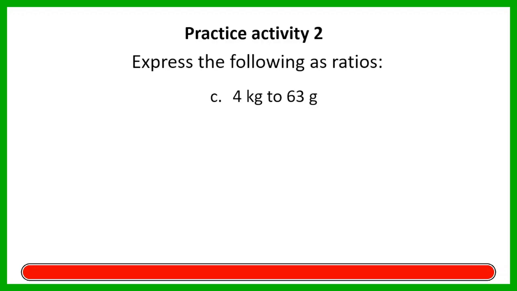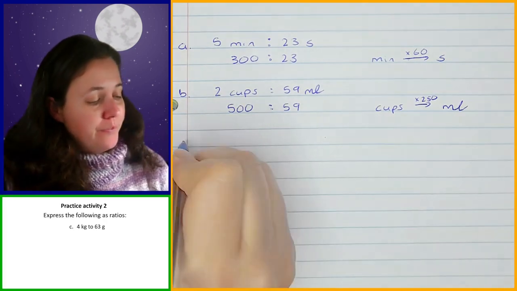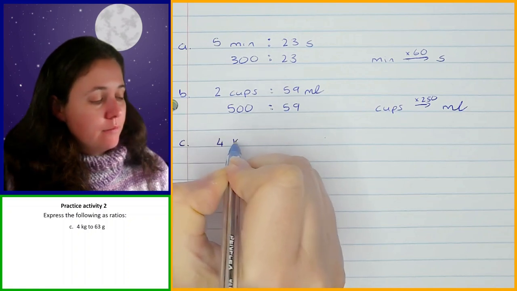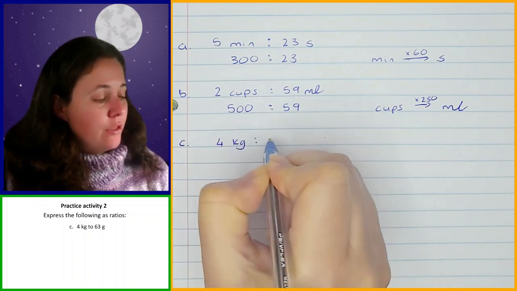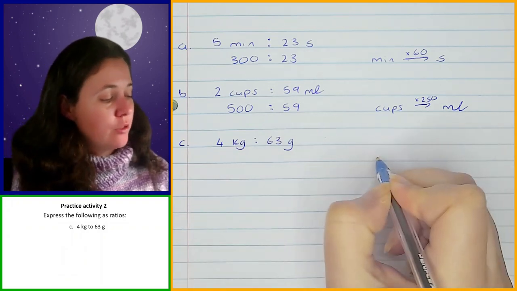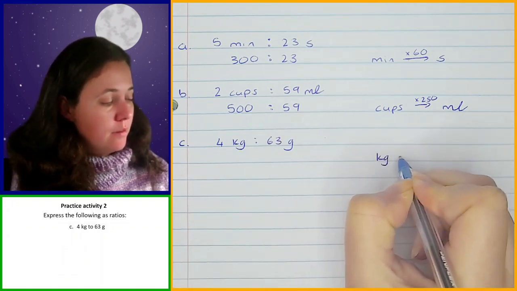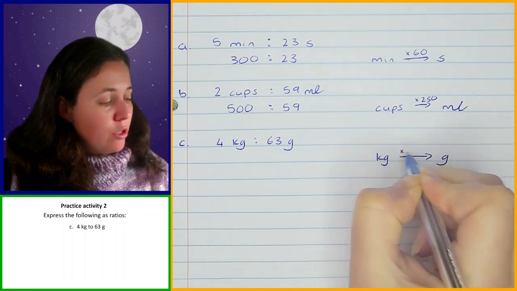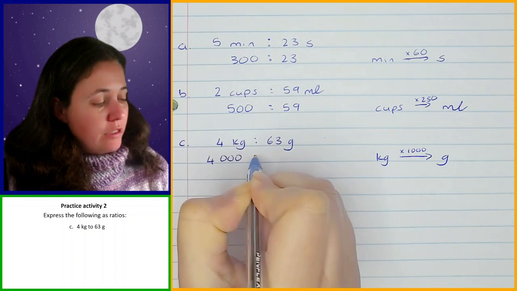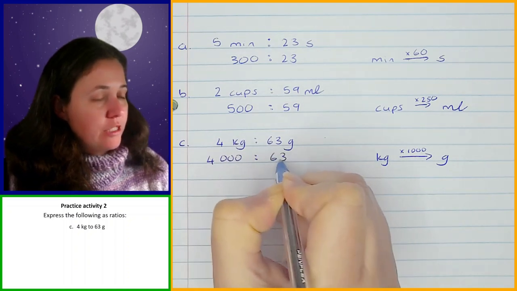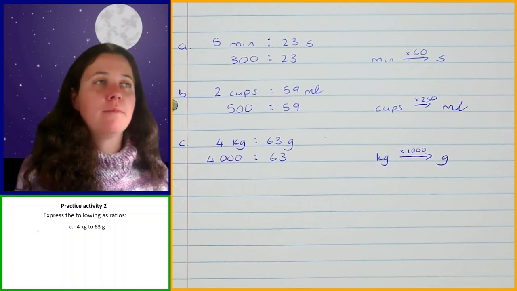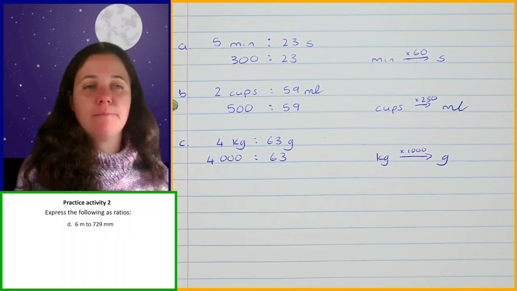Okay, you should be done with that. So let's go through question C. You've been given 4 kilograms to 63 grams. To convert from kilograms to grams, we have to multiply by 1,000. So that gives us 4,000 to 63. That is what you should have got for C. And now you're going to do the last one, question D.